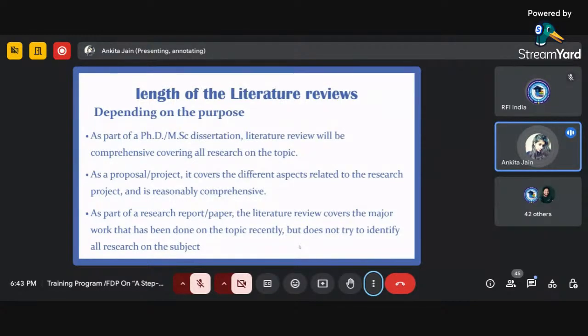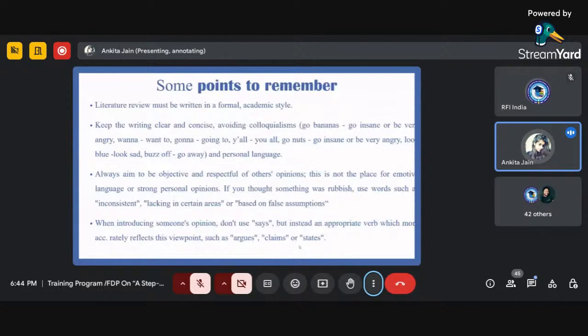If you are talking about a research report or research paper, the literature review covers the major work, only the very specific work related to your study and your variables. So there are three types of literature review length, though not with fixed numbers: as much as required in the thesis, a little narrower in the proposal, where you cover different aspects, and in the research paper, you should be very, very specific.